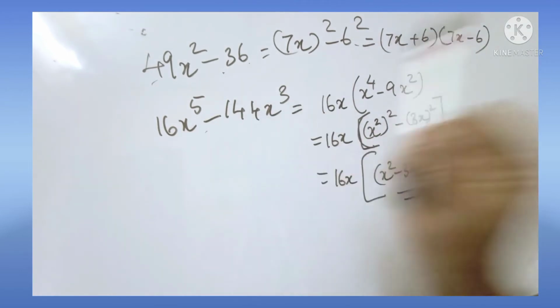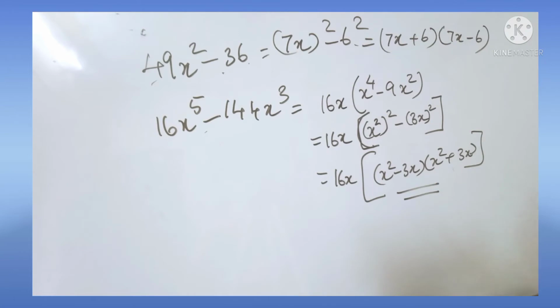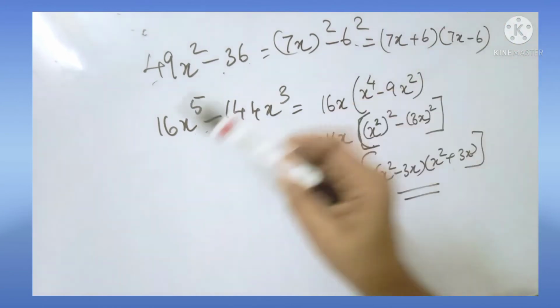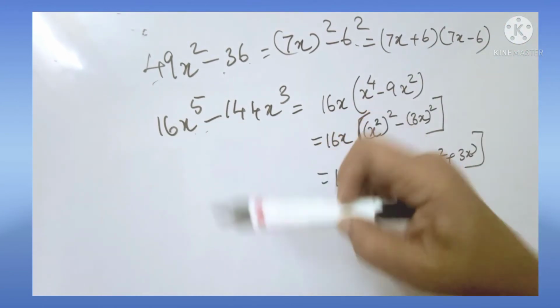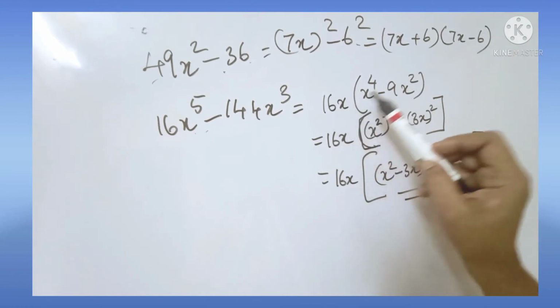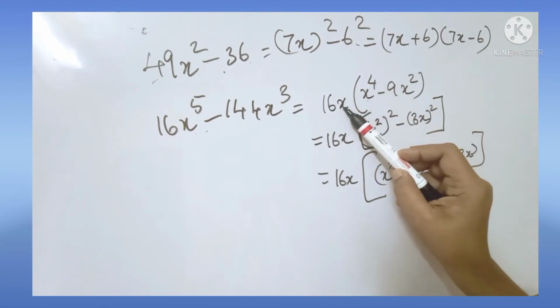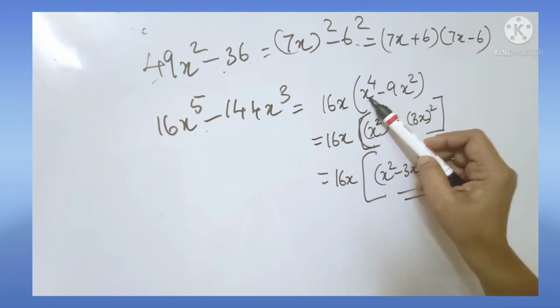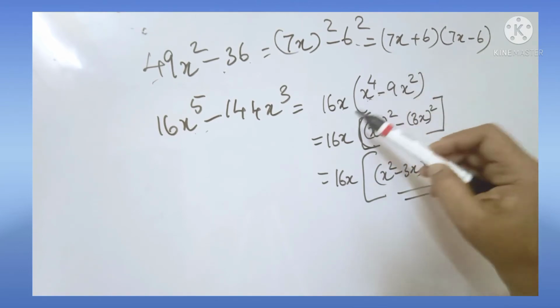Since x raised to 5 and x raised to 3 cannot be taken as squares, we want to take 1x from these two, and 16 and 144. Here also we can take 16. Then 16x into x raised to 4. Since 1x is taken outside, inside the bracket it will be x raised to 4 minus x square.